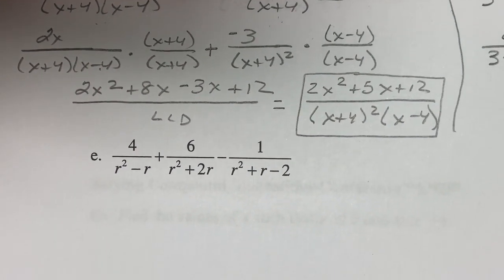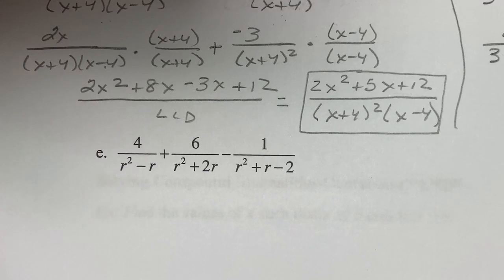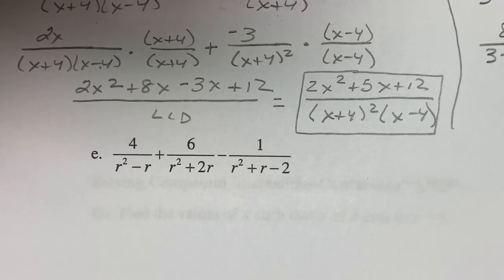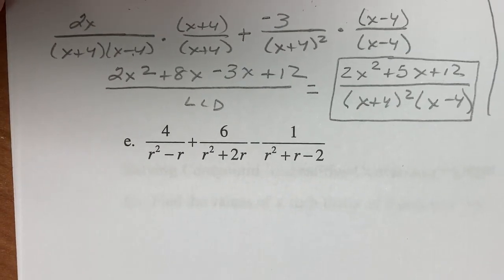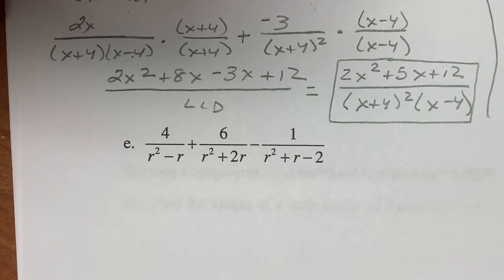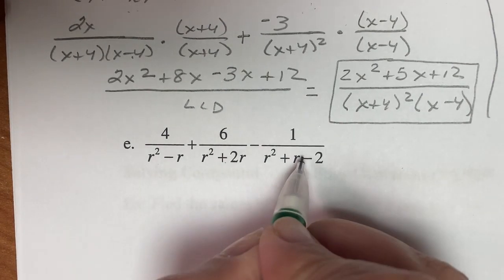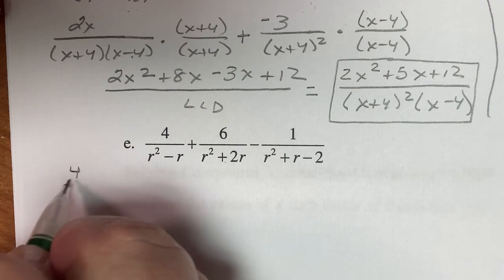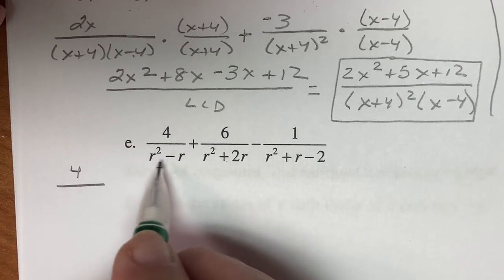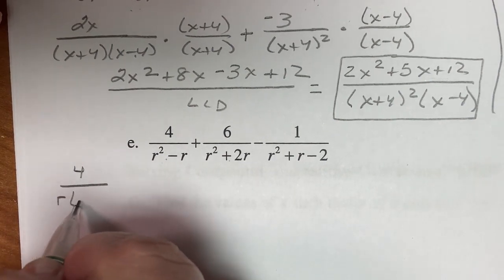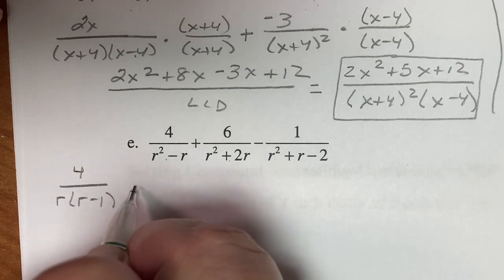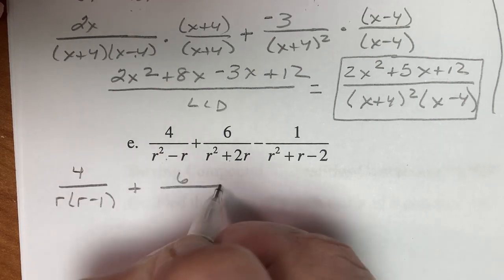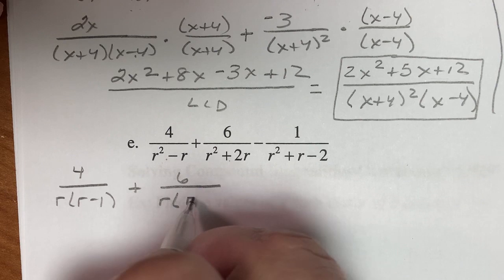All right, now I would suggest for E, maybe you pause the video and you go ahead and do it and make sure we get the same answer. I'm going to go ahead and do it now. So the first thing that I'm going to do is I'm going to factor all of the denominators. So here I can take out an r. I can take an r out of the second denominator as well.